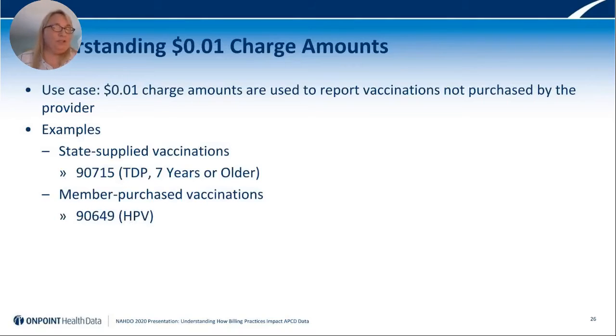And lastly, the 1 cent charges. Oftentimes we get questions on this as far as, is this accurate? Is the decimal in the wrong place? These are actually actual charge amounts. The reason for this is if you think about a billing application, charges will not show up on a claim unless there's a balance. And so providers will use this when they need to report a non-billable charge on a claim, such as state-supplied vaccinations or quality CPT codes, for example. They'll put that 1 cent charge so that there is a balance and it will show up on a claim. So it's not incorrect data. Again, you will see penny charges.